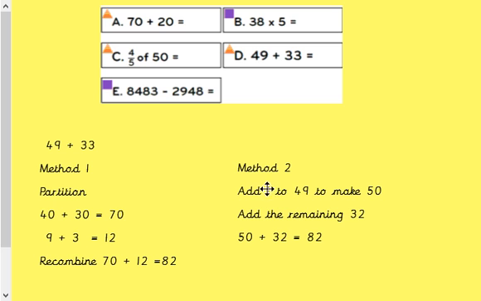Second method, I could add 1 to 49 to make 50 if I wanted to, and then add the remaining 32 onto 50, which again will give me 82. Doesn't really matter which method you use. Personally, I like method 1, but that's because I like to partition, but it's entirely up to you.